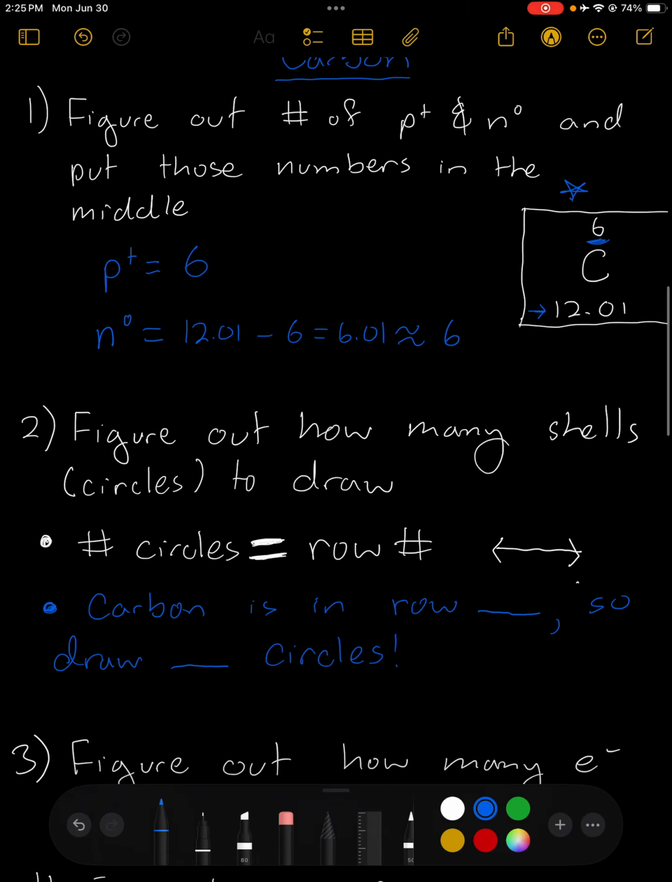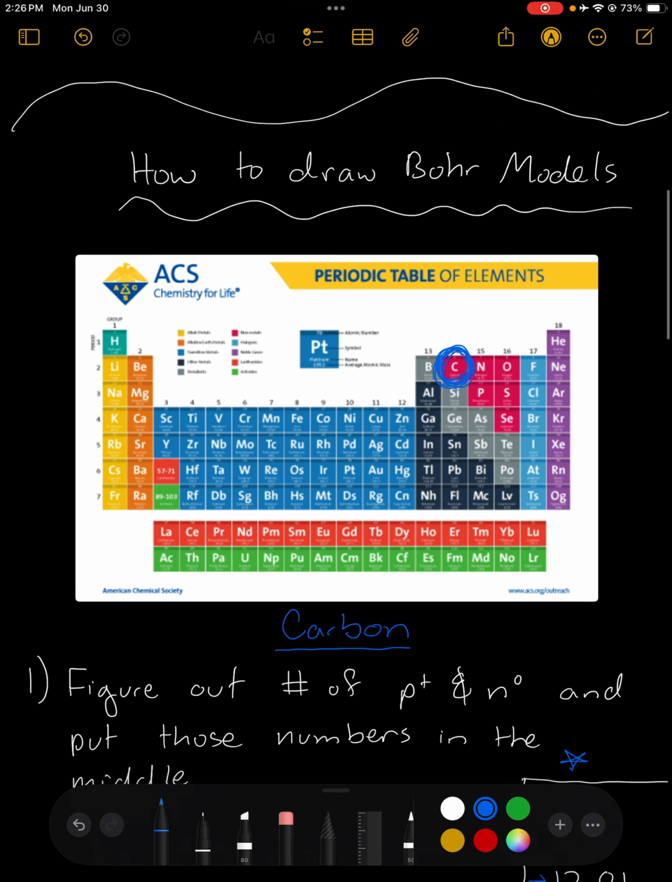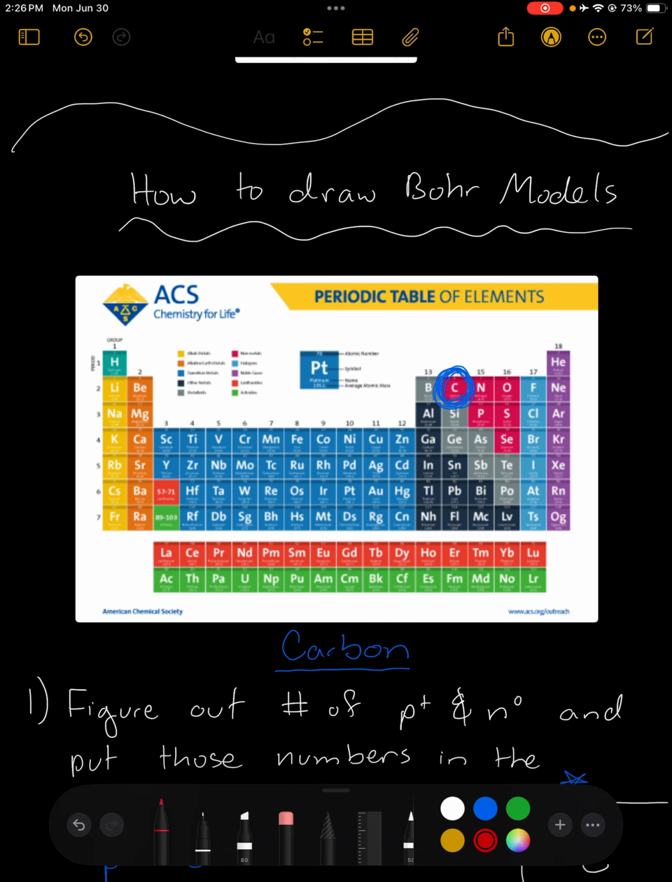Step 2 is figuring out how many shells or how many circles you're going to draw. The nice thing about that step is it's really easy to do. Your number of circles that you should be drawing is the same as the row number that that element is in on the periodic table. And by row number, I do mean horizontal row from left to right. So let's take a look and see where carbon is. All right, carbon, it looks like, is in row 2. This is row 1, that's row 2, that's where carbon is. So we're going to draw 2 circles around carbon in our Bohr model.